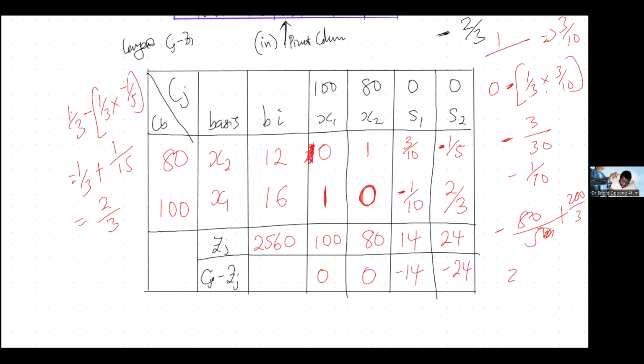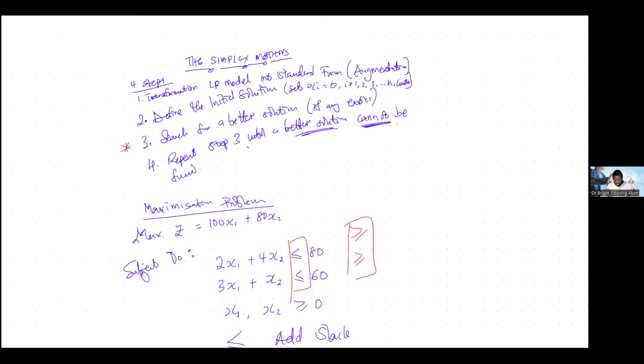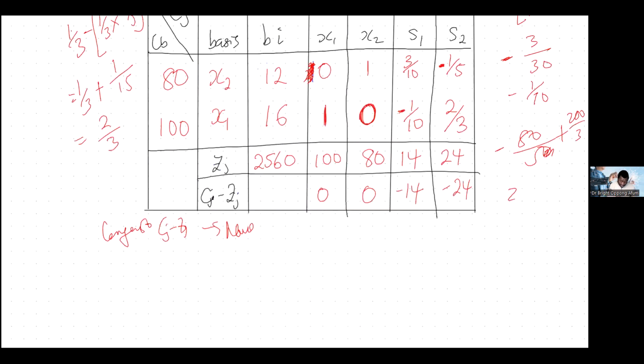So here, what is the largest Cj minus Zj? There is none. Since there is none, it means that a solution has been found. The iteration stops. So what is the next iteration? Repeat until a better solution cannot be found. We cannot find any better solution, and therefore this becomes our final answer.